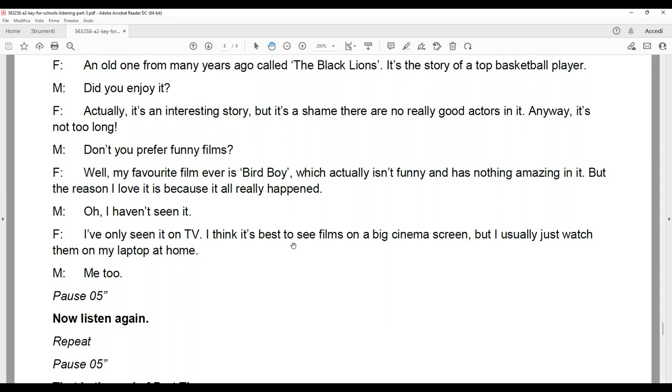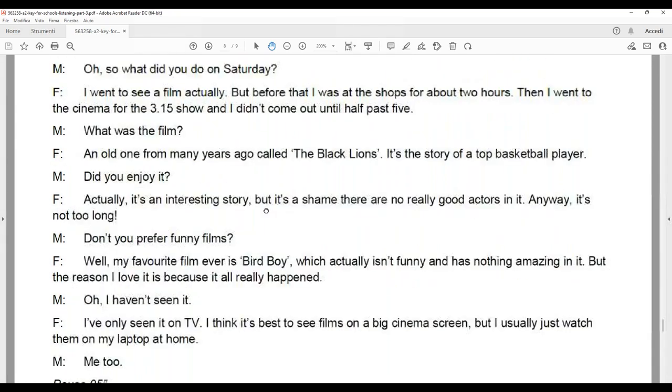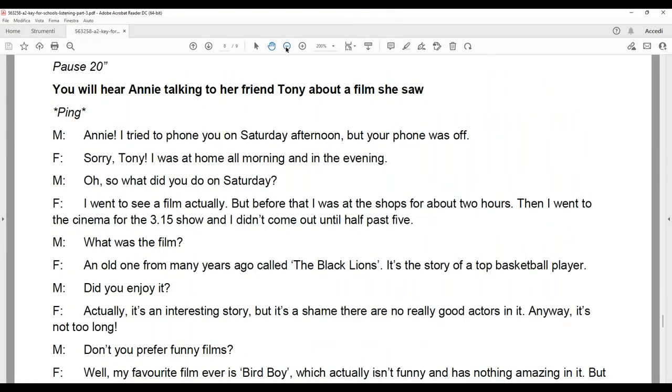I think it's best to see films on a big cinema screen. Cioè, penso sia meglio vedere i film su un grande schermo al cinema, but I usually just watch them on my laptop at home. Però di solito li guardo soltanto a casa con il mio portatile, on my laptop at home. Me too, anche io.